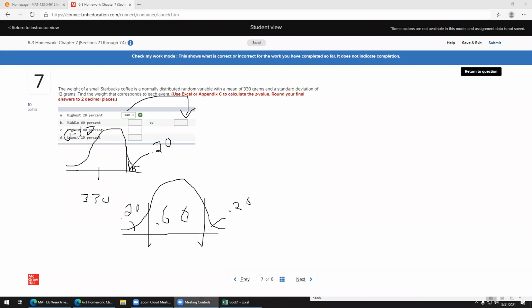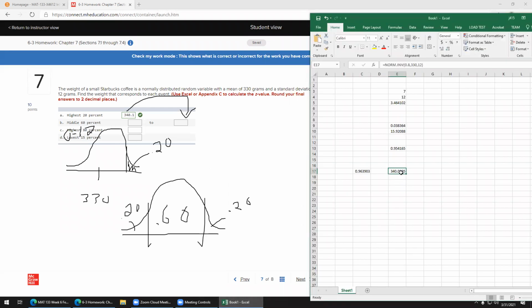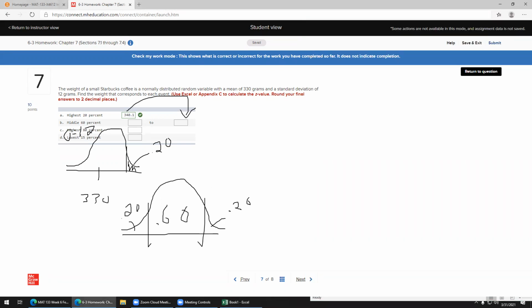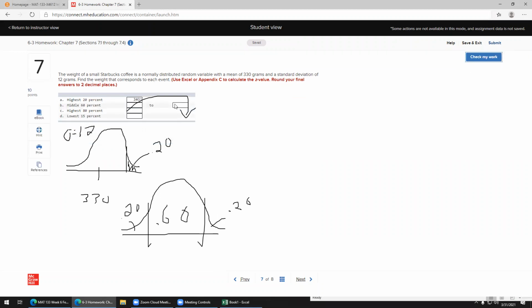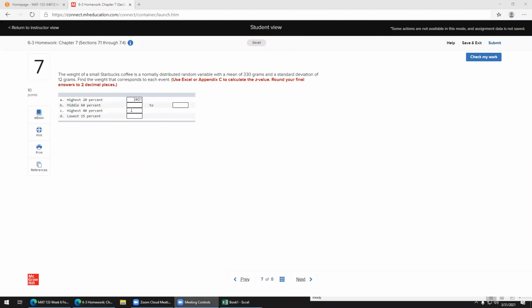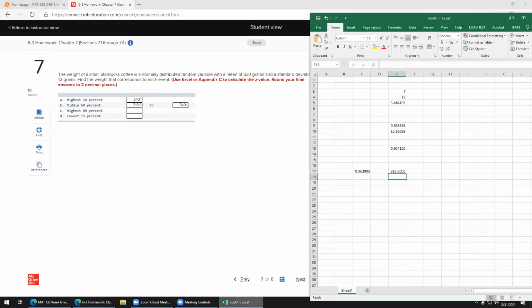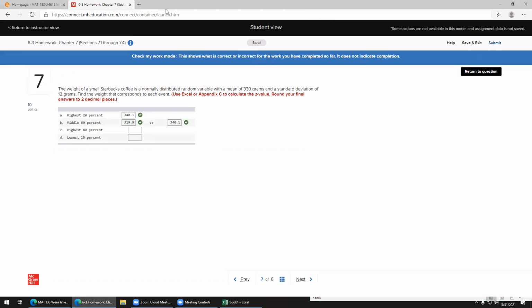So I bring up my Excel and I do it again. Norm inverse, but all I have to do is change my 0.8 to a 0.2. I get 319.9. So my answers are, get rid of my arrows so you can see what I'm doing. So when I said 319.9 to 340, I'm going to bring back up my Excel in a minute to make sure I typed in the number right. Yep, 319.9, 340.1. So draw the picture. That'll help you know which numbers to put into Excel.